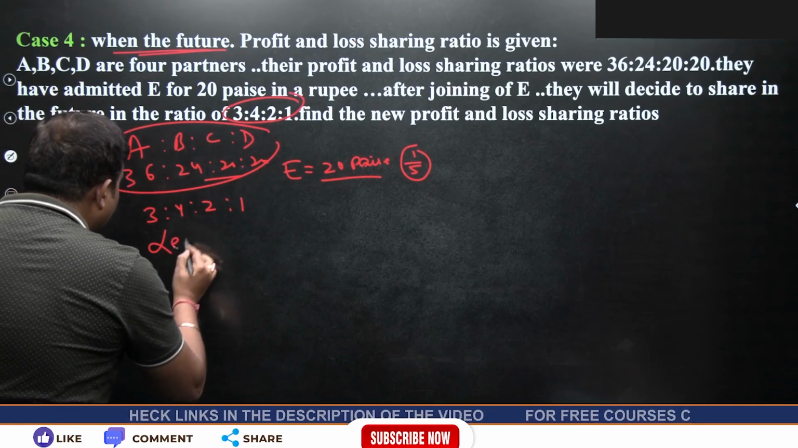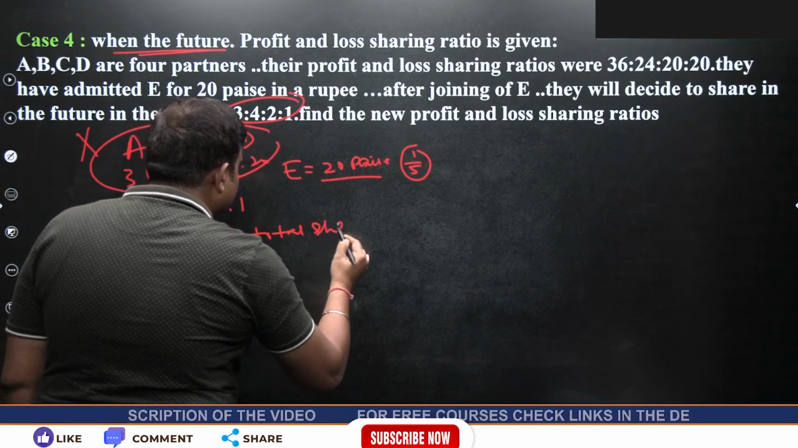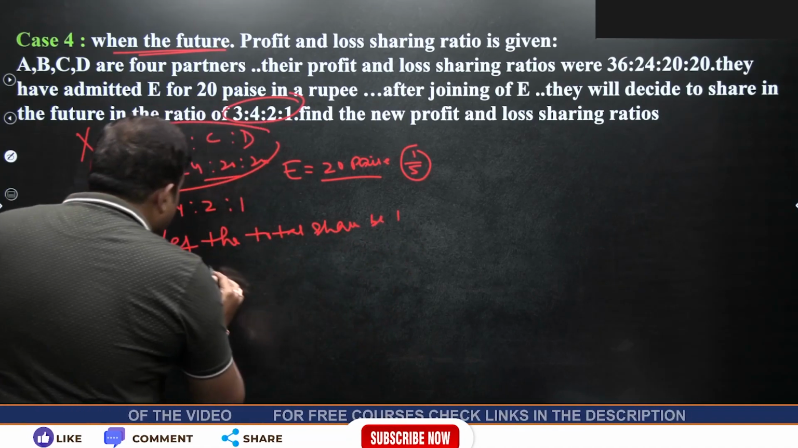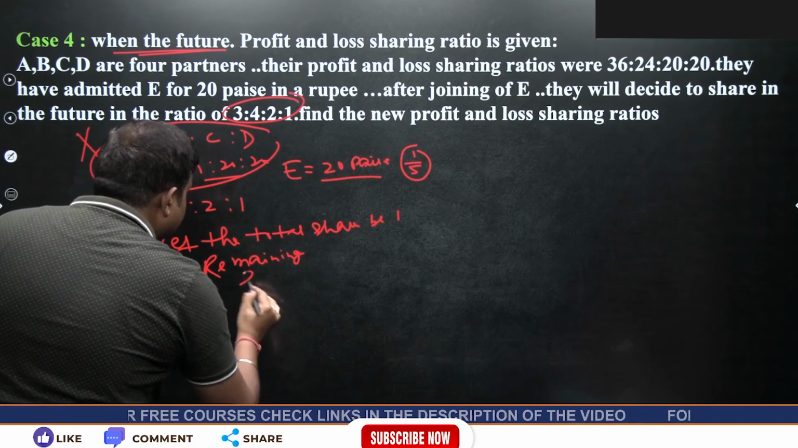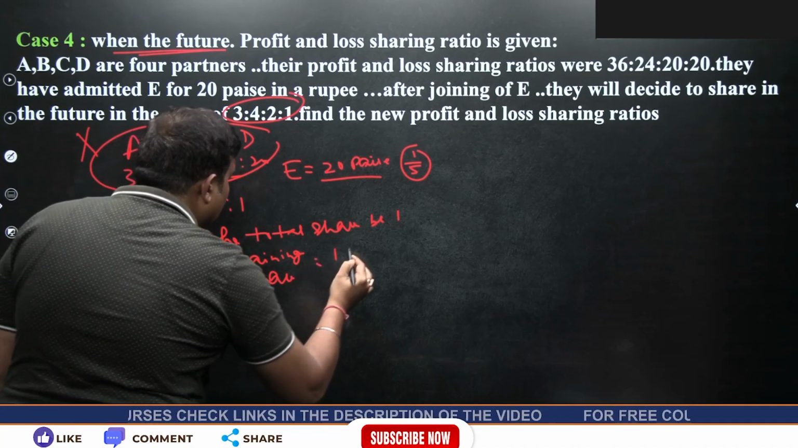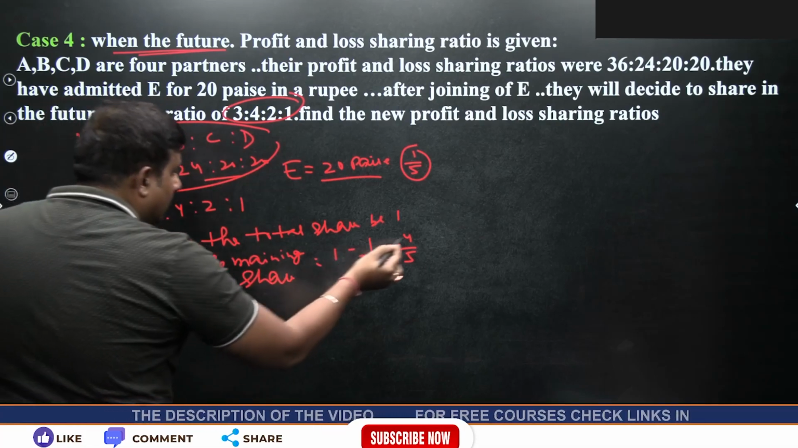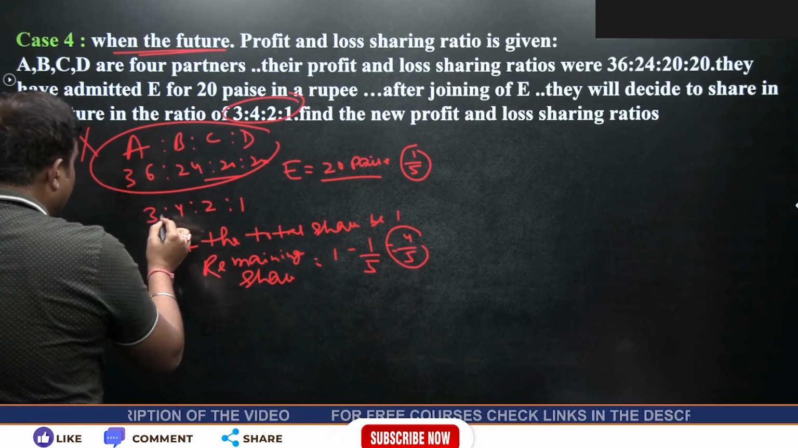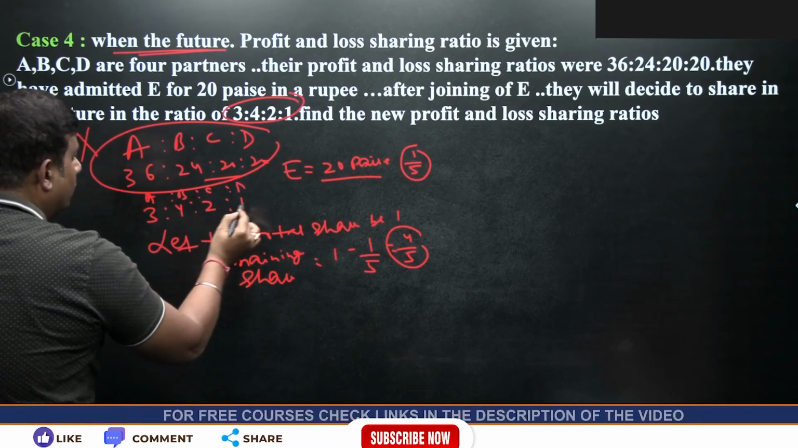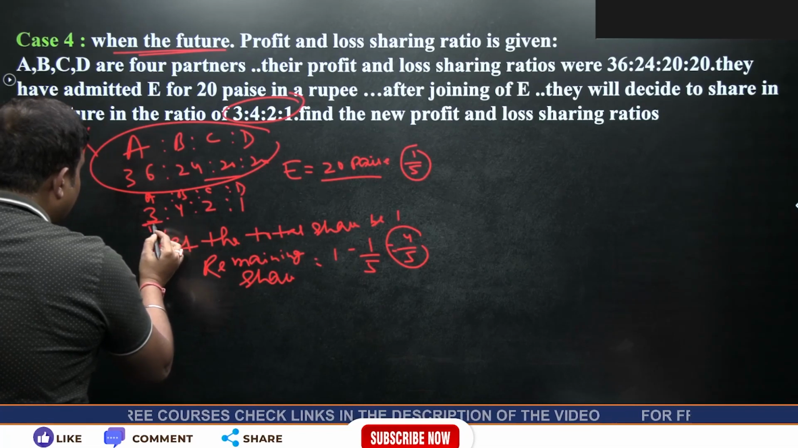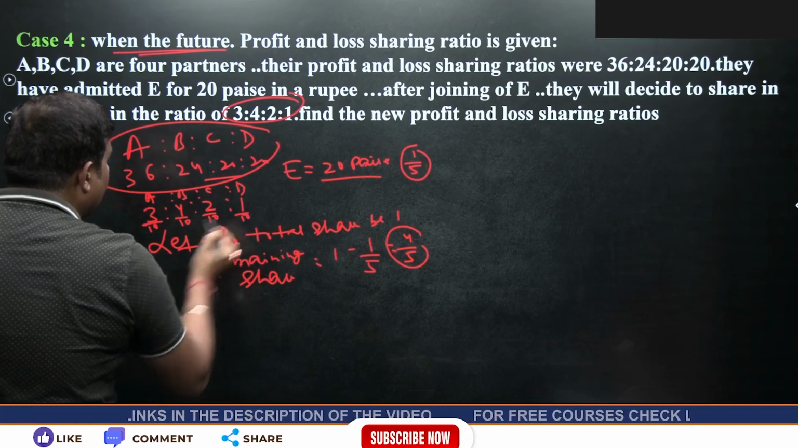So in this question we have to do let the total share be 1. So after giving 1/5 share to E, the remaining share comes out to be like 4/5. Now this remaining share will be given to A, B, C and D in the ratio of 3:4:2:1. It means 3/10 given to A, 4/10 given to B, 2/10 given to C and 1/10 given to D.